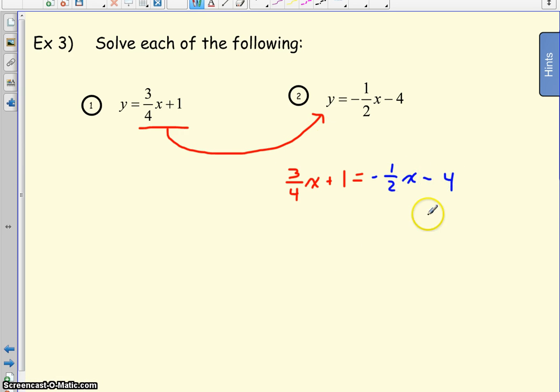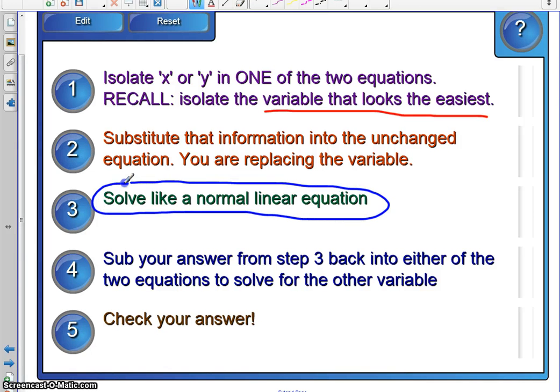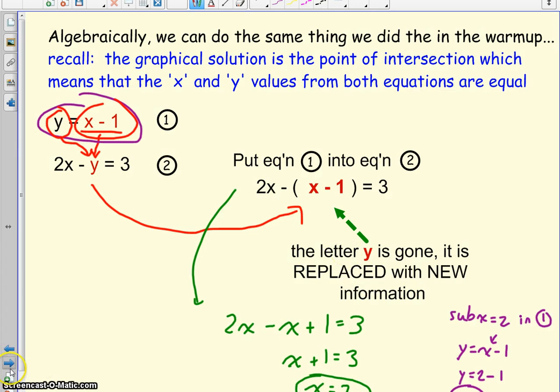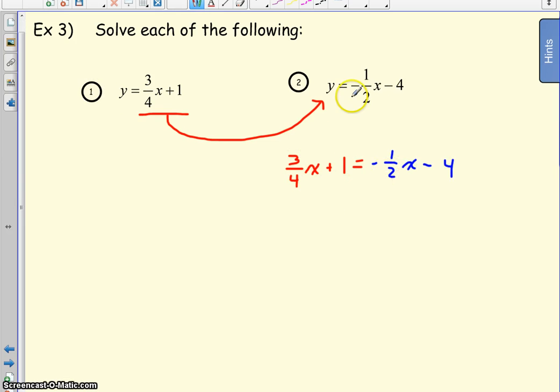The best part of this equation now, if you look at it, is there are no y's in it anymore, it's all x's. I should, in theory, be able to solve this using grade 9 algebra. I know there are fractions involved, so it becomes a little bit trickier, but it will still work. From this point, remember going back to our steps, we solve like a normal run-of-the-mill linear equation from grade 9. So let's solve this one for x. I'm going to collect all my x's together and all my constants together as well. So I'm going to move the half x over to the left side by adding it.